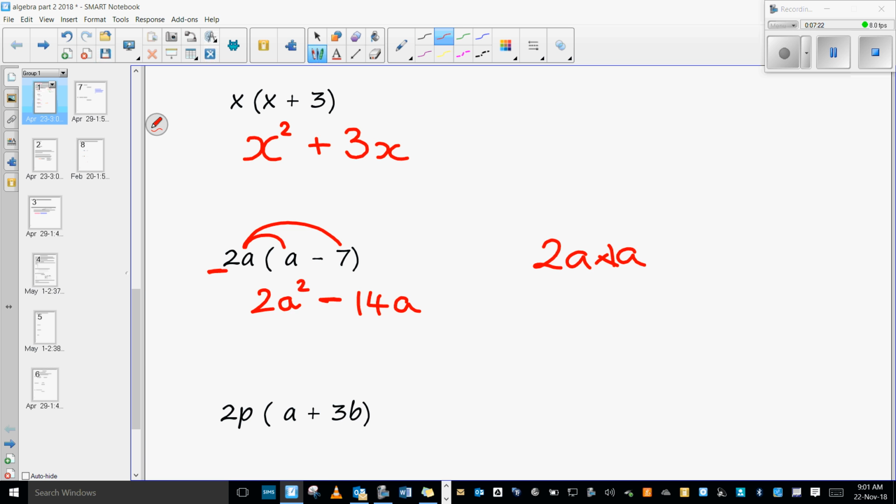I'm confused about that part. Which part? The last part, 2a times 7. I think it's 2 times 7. Okay, so it's got 2a multiplied by 7. Okay, so we deal with big numbers first, like we were doing at last lesson with our... Oh, I understand now. Okay.